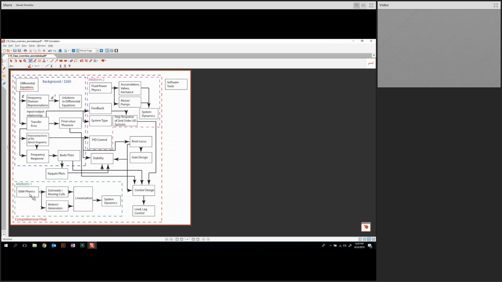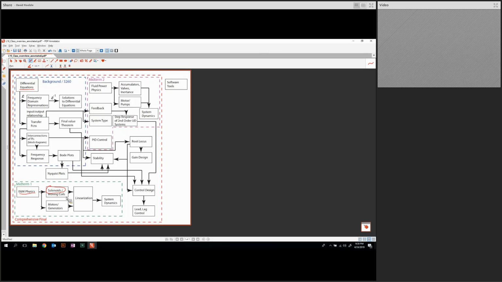So for instance, moving from electricity and magnetism physics, which is one of the main components of midterm one, we then were able to describe equations of motion for moving coil transducers or moving iron transducers, also called solenoids, that we had a midterm one problem on, and also motors and generators, right? So from there, we were able to come up with equations of motion.